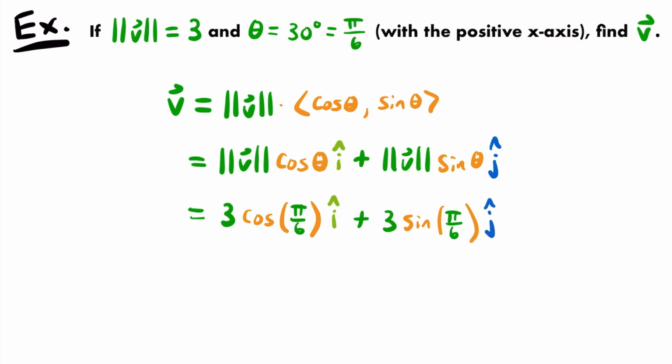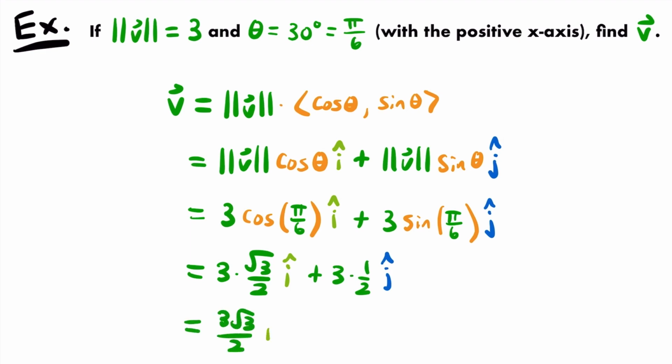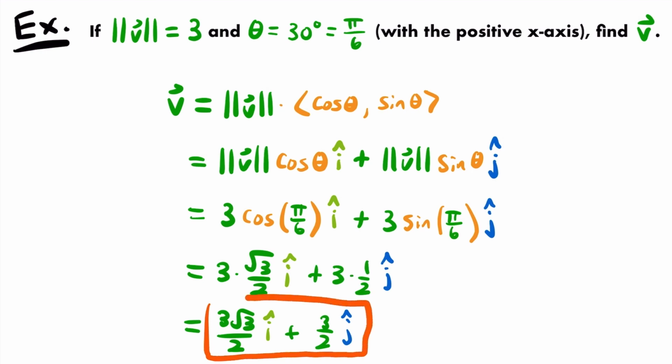Okay, now if we simplify, cosine of pi divided by 6 is the square root of 3 divided by 2. So this is equal to 3 times the square root of 3 divided by 2 times vector i, and that will be added to 3 times sine of pi divided by 6. And sine of pi divided by 6 is 1/2, so we have multiplied by 1/2, and that's multiplied by vector j. Okay, and now if we simplify one more time, this is equal to 3 square roots of 3 divided by 2 times vector i plus 3/2 times vector j. And so that is one way that we could represent this answer.